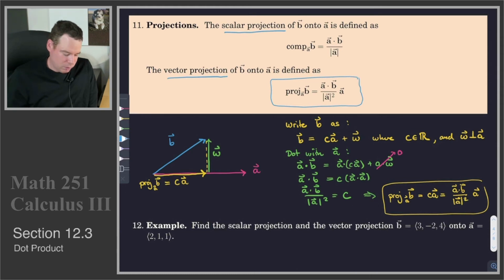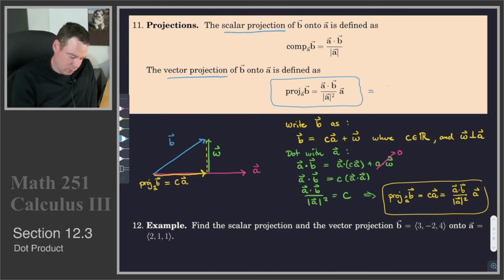Now there's a couple of things to note with this. The first thing is, do these formulas depend on the length of A? They shouldn't, because if we think about what we're doing, we're just taking B and we are saying, how can I write it as a piece that's in the direction of A? I don't care how long A is, all I care about is the direction of A. So how can I write B as a piece that points in the direction of A or is parallel to A? And a piece that's perpendicular to A. So it shouldn't depend on the length of A.